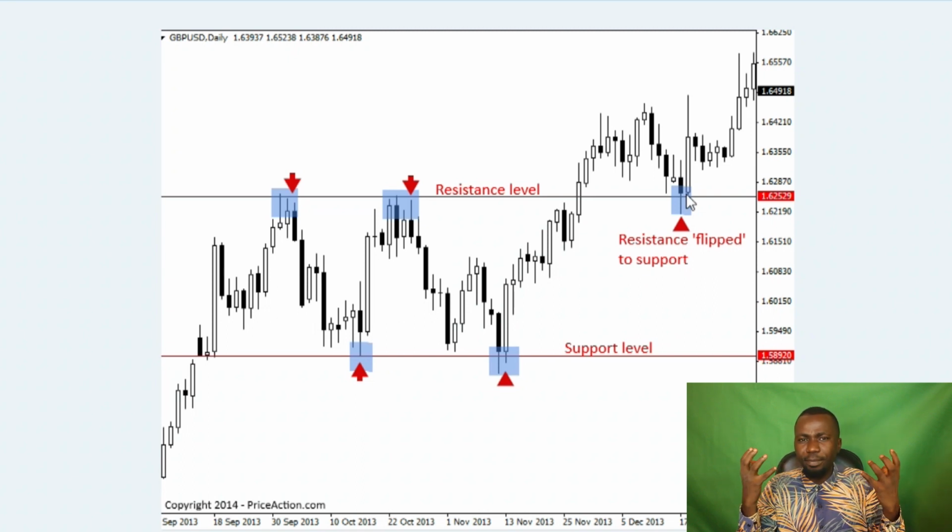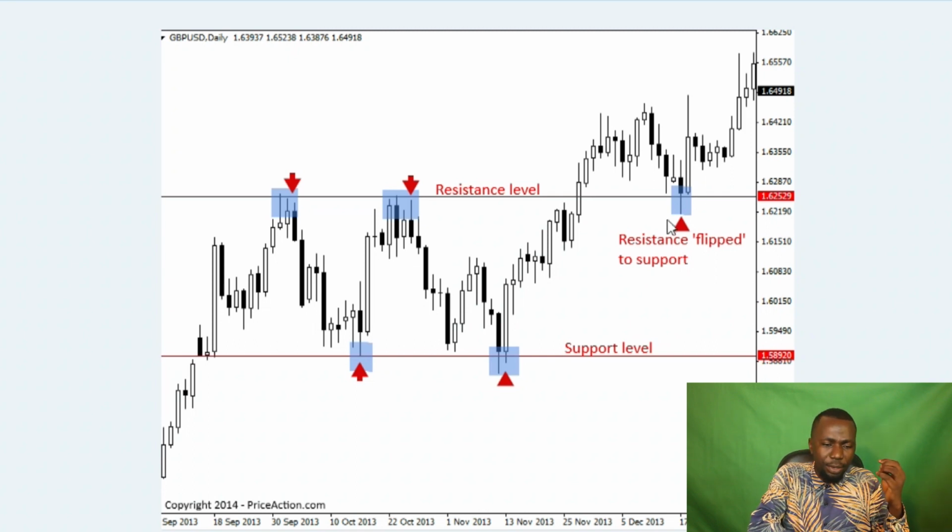For you to have the best confidence, you can also wait for a candlestick pattern. You can wait for a hammer, because this is a bullish market. The market is going up, so you need to wait for a hammer to form. So how does a hammer form?